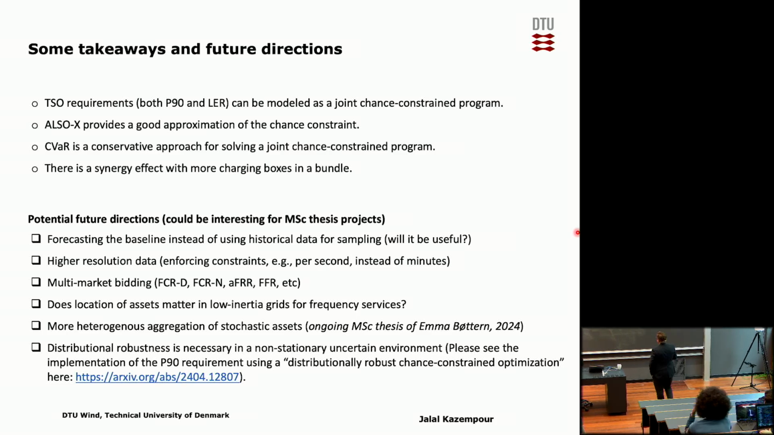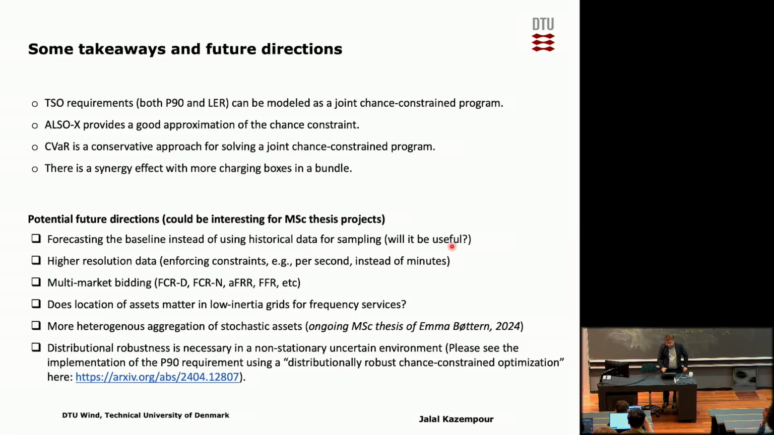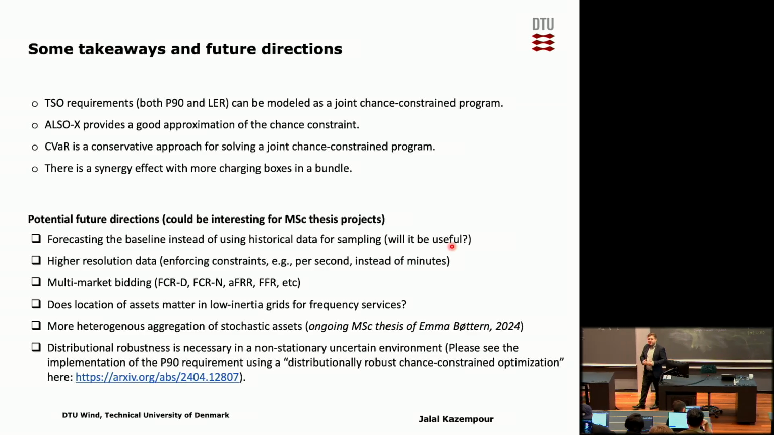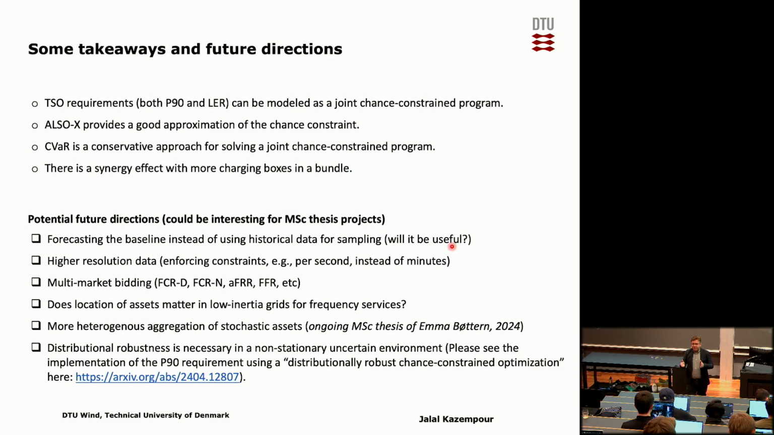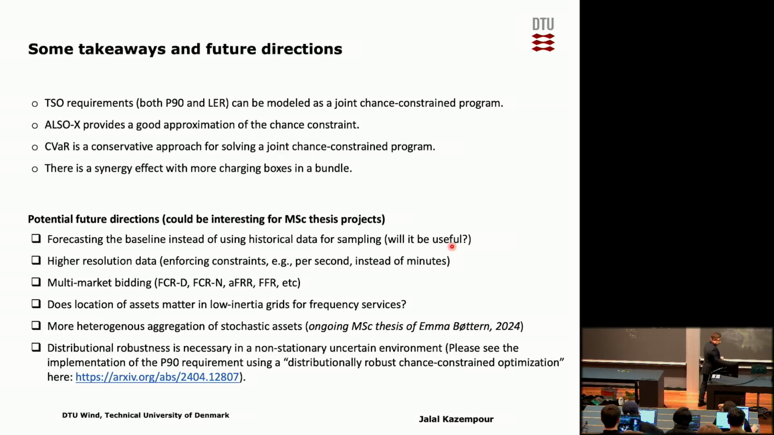But there are many, many other things that you can do. For example, we used historical data directly for bidding the capacity, the flexibility for the next day. So what we missed there is forecasting. Maybe instead, you can first use historical data to forecast how much flexibility you will have tomorrow, a probabilistic forecast, and then go for the bidding problem. Will it be useful or not? It's unknown to us at the moment.